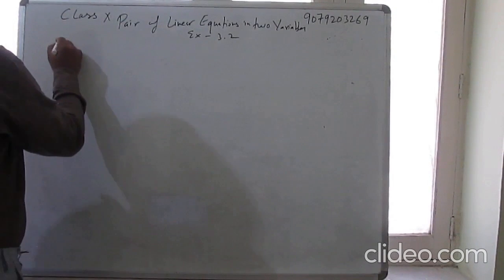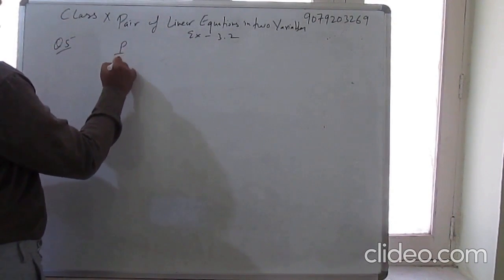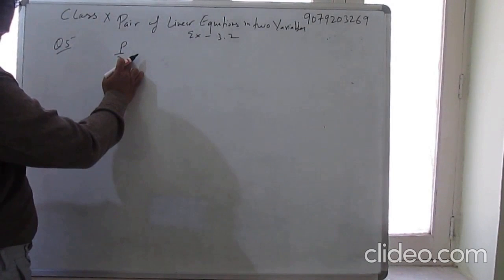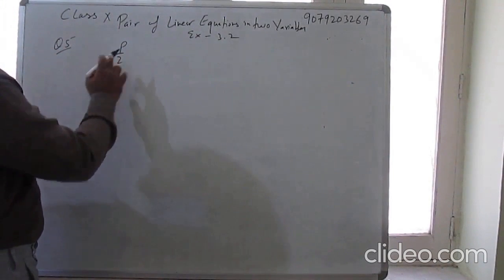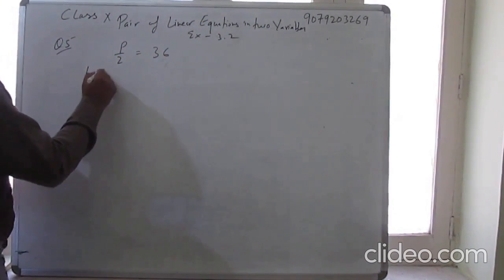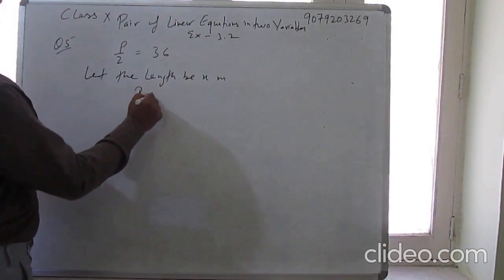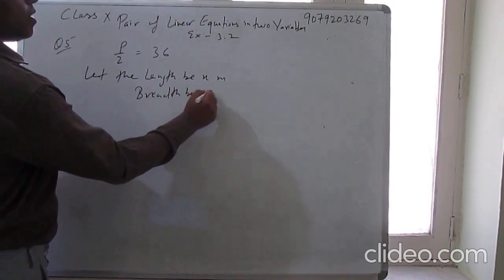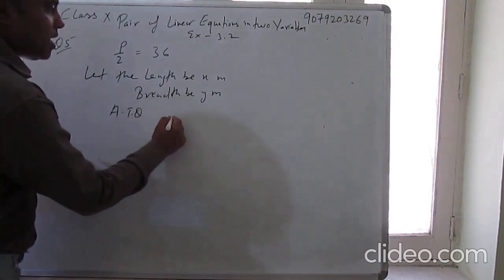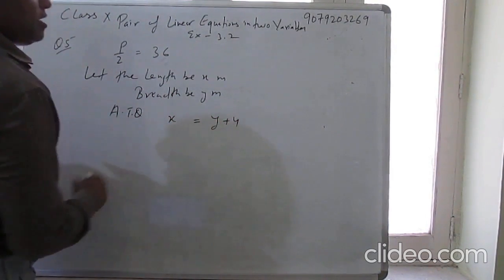Question 5. Half the perimeter of a rectangular garden, whose length is 4 meter more than its width, is 36. Find the dimensions of the garden. Half the perimeter of the rectangular garden is 36. Let length be x meter, breadth be y meter. Now according to the question, here it is length, here it is breadth. Length is already 4 more. We can add 4 to the breadth side and equate the equation.